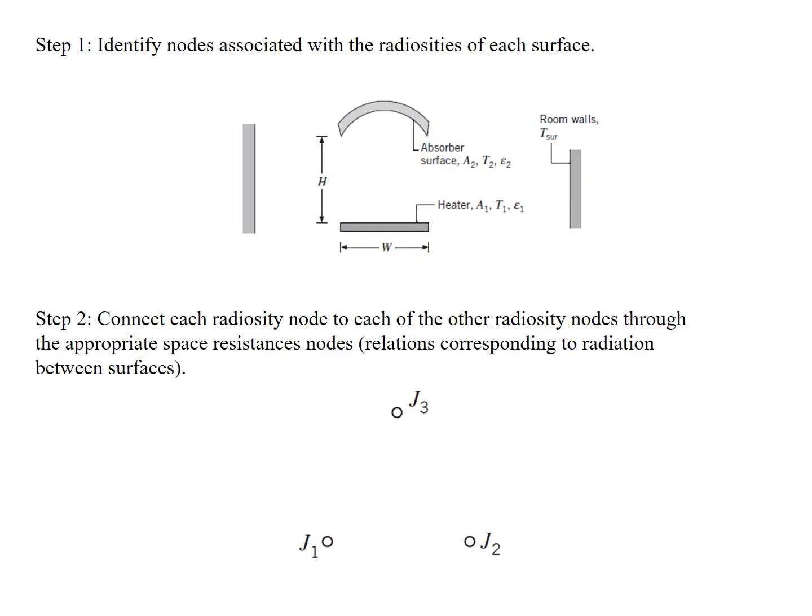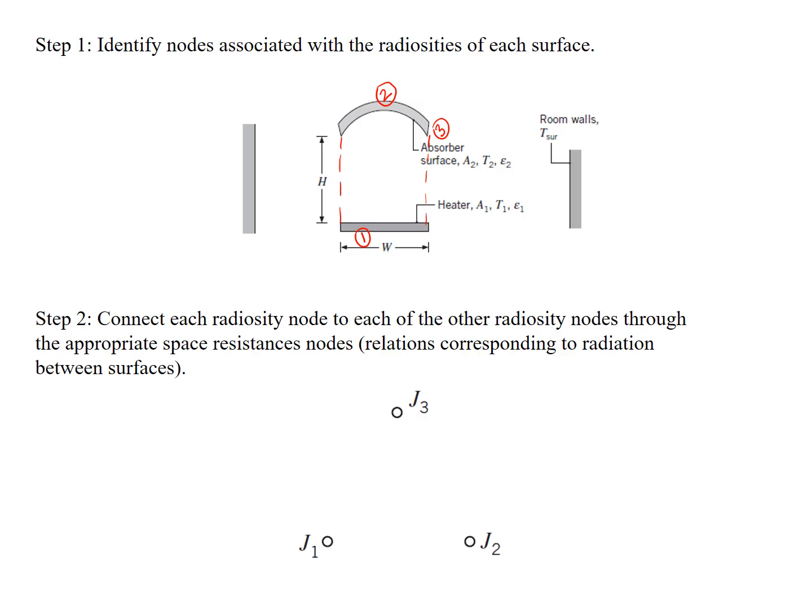So now we're going through some steps, and I do advise you to follow these steps for any radiation analysis problem where you have surfaces that are not black bodies. Now here we have an absorber, we have a heater, and we have the surroundings, which are all at 300 kelvins, and we consider all of those to be like a black body. So I'm going to consider this area all as surroundings, and I'm going to call the heater surface 1, the absorber surface 2 and the surroundings surface 3.